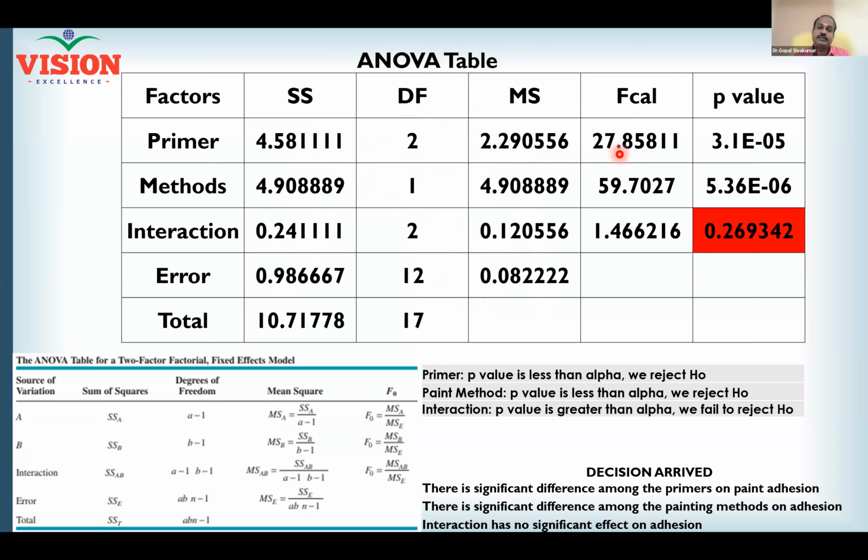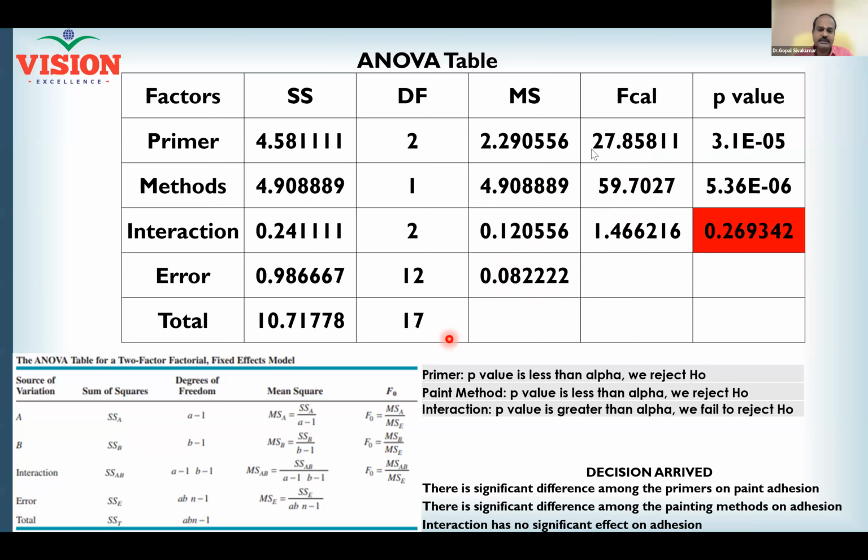How to calculate the F score? Mean sum of squares divided by error mean sum of squares. 2.29 divided by 0.08 will give you 27.85. 4.9 divided by 0.08 will give you 59.7. 0.12 divided by 0.08 will give you 1.46. Now you convert all of them into p-values.